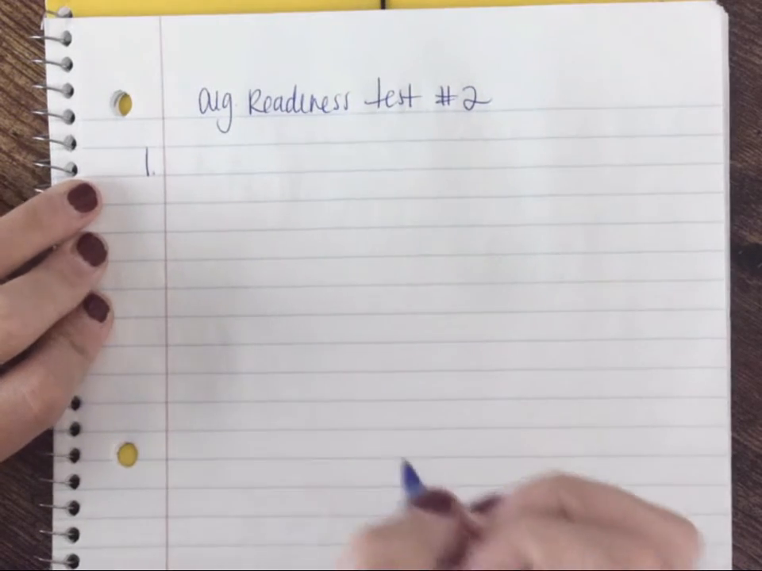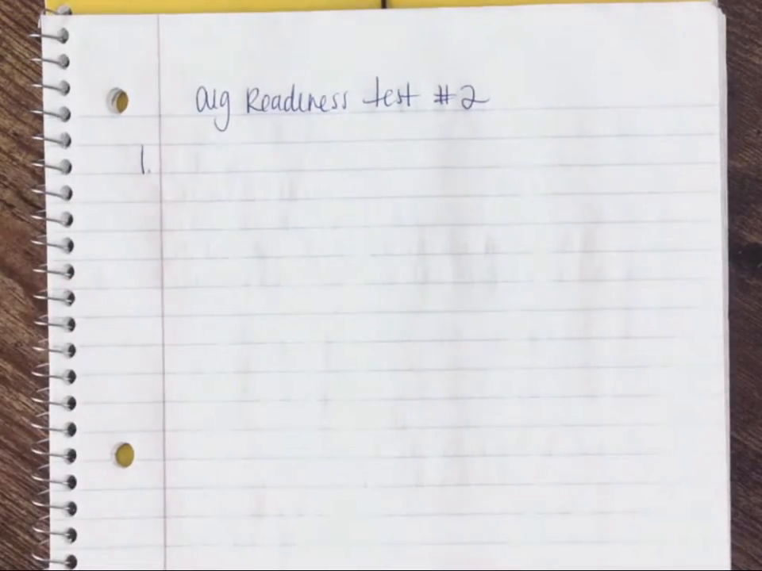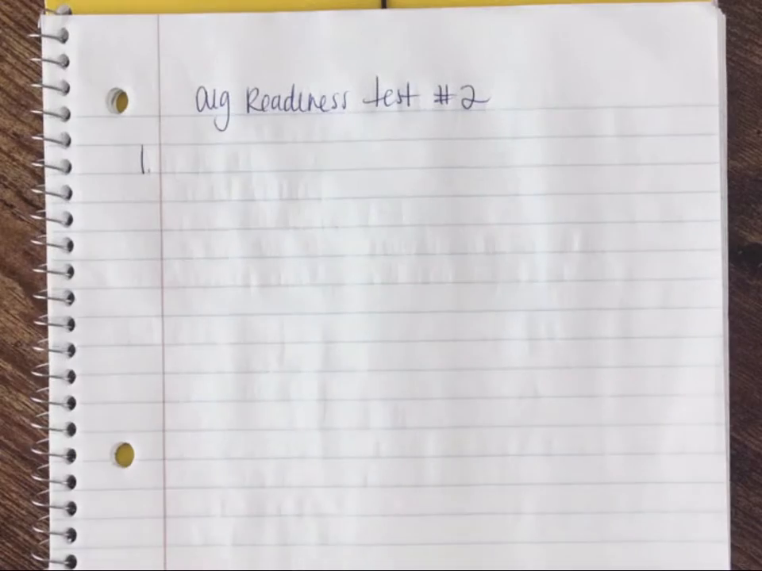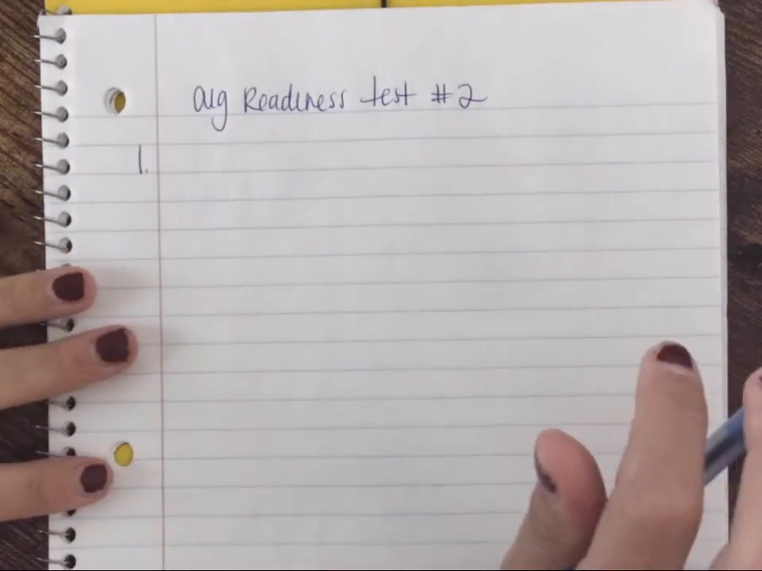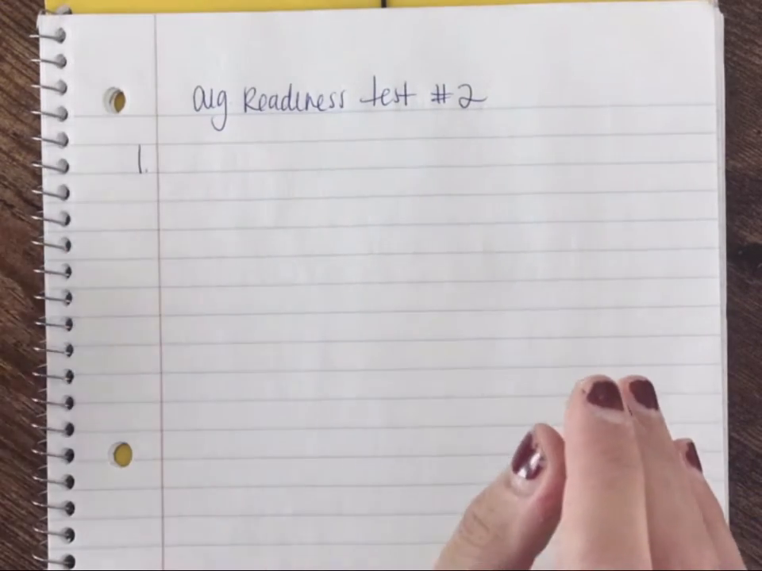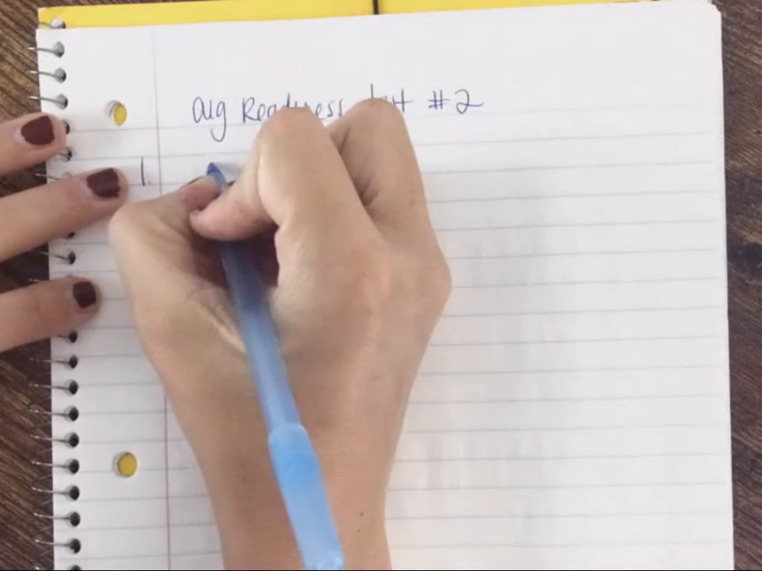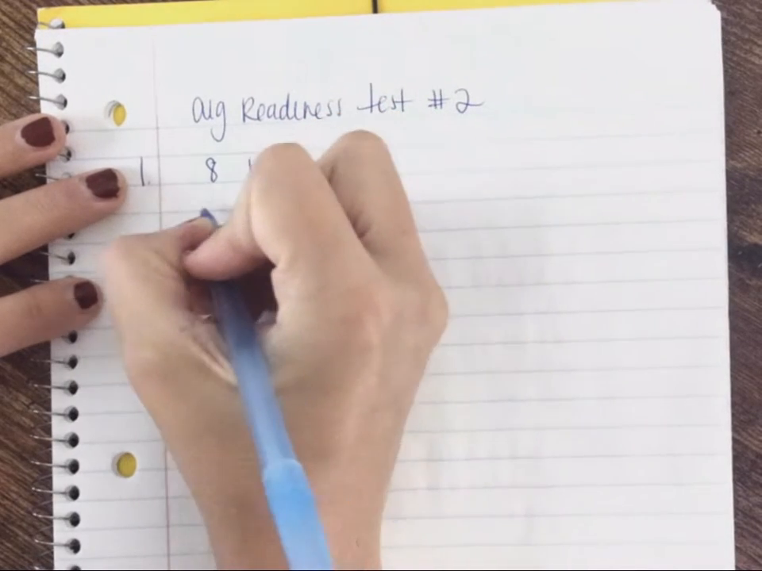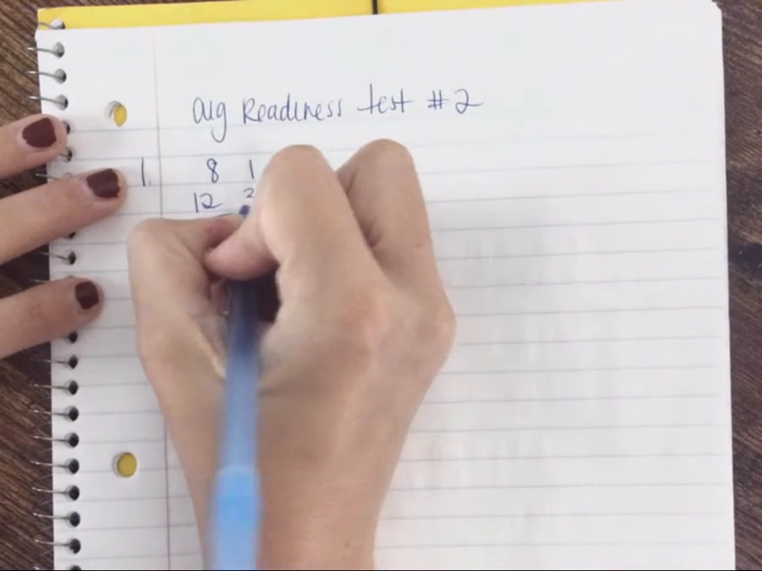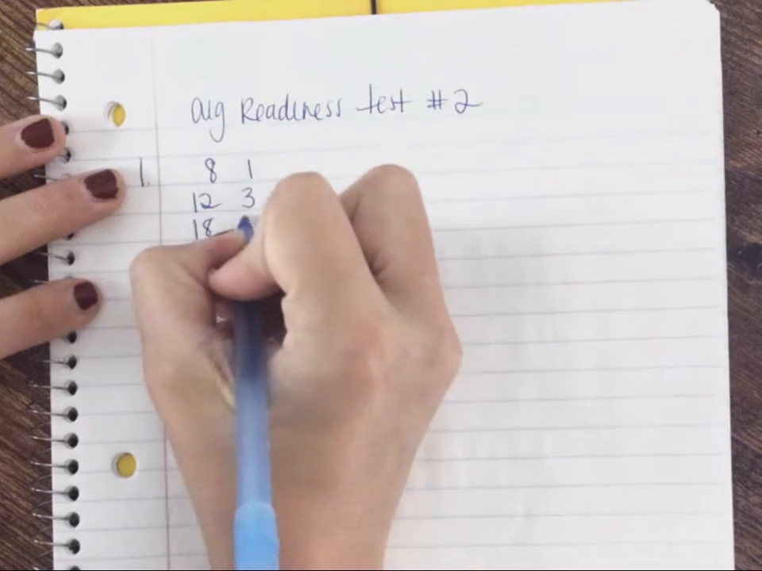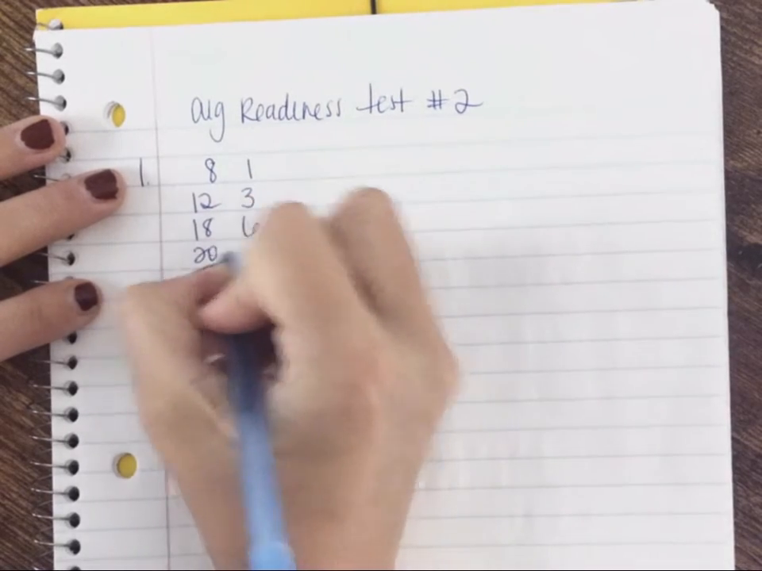Hey guys, I'm going to go over the algebra readiness test number 2 that y'all took last week. So number 1 said write an equation for the functions shown in the table. So we had ordered pairs of (8, 1), (12, 3), (18, 6), and (27, ...).